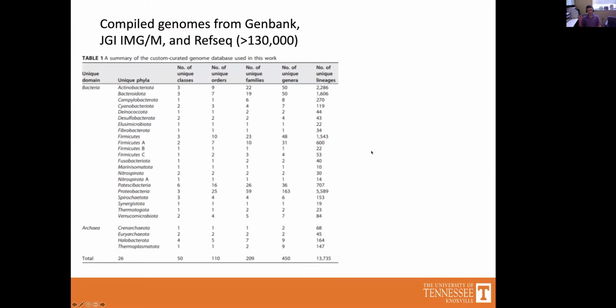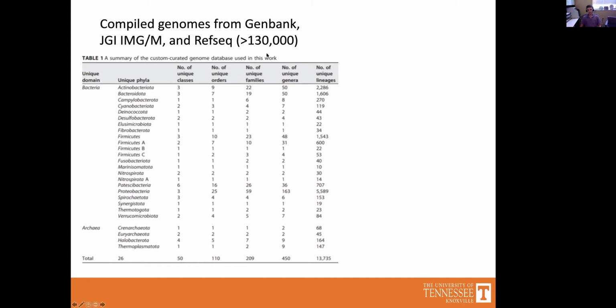We tried to get our hands on as many genomes as we could. Genomes is used loosely here for simplicity, but we got about 10,000 high quality metagenome assembled genomes from GenBank. These represent uncultured lineages. We obtained metagenome assembled genomes from JGI IMG. We also got single amplified genomes. And in addition to that, we downloaded the entire RefSeq database. I think it was RefSeq 92.